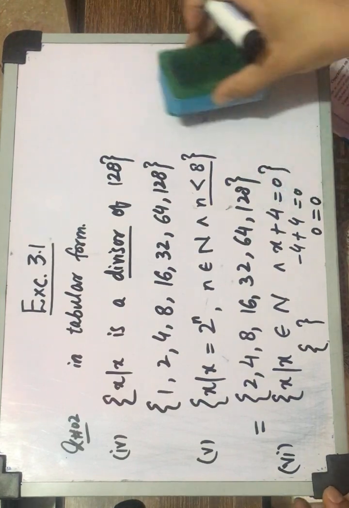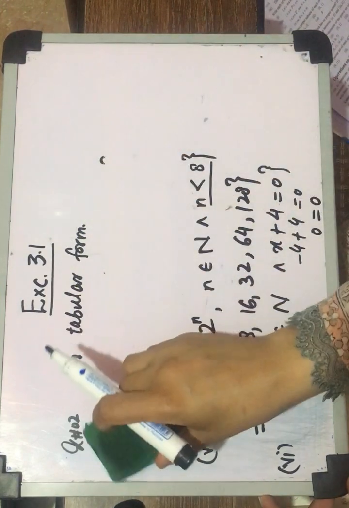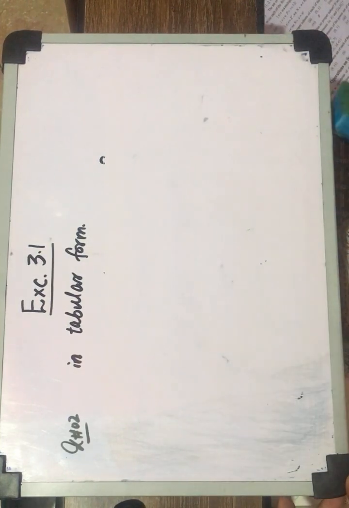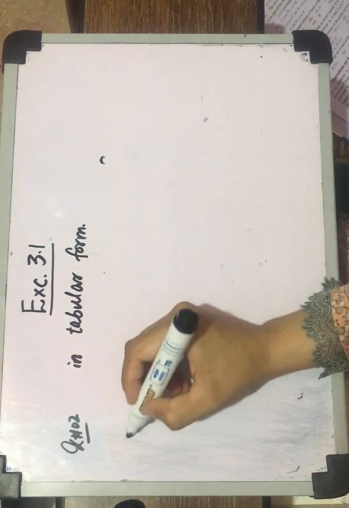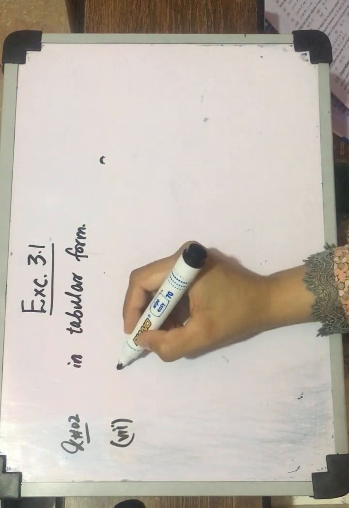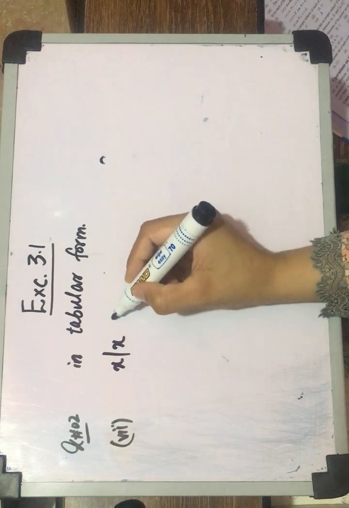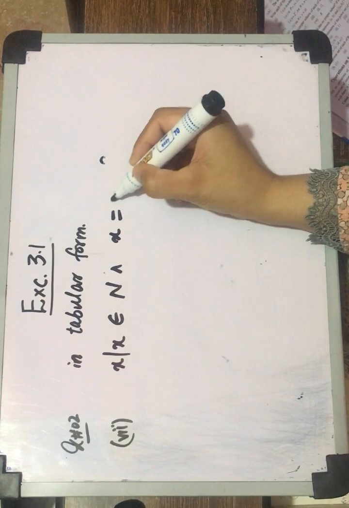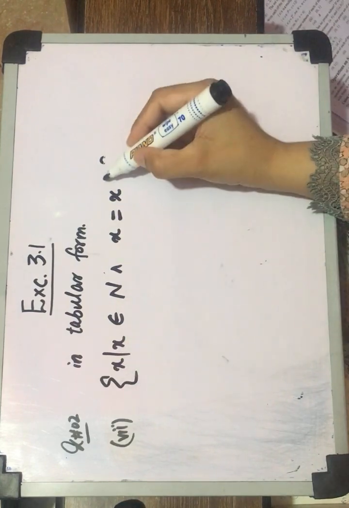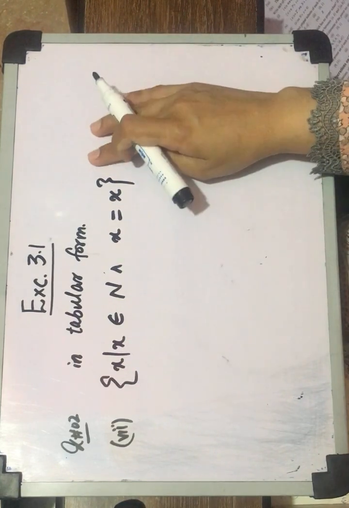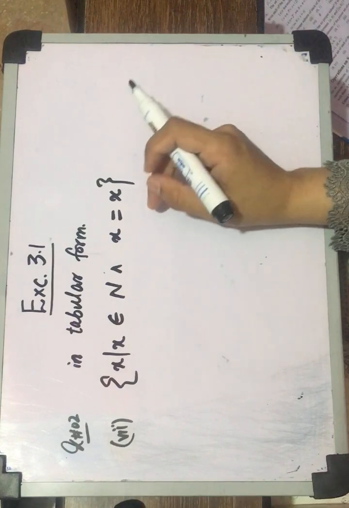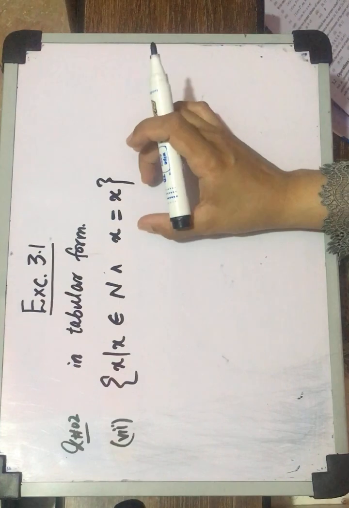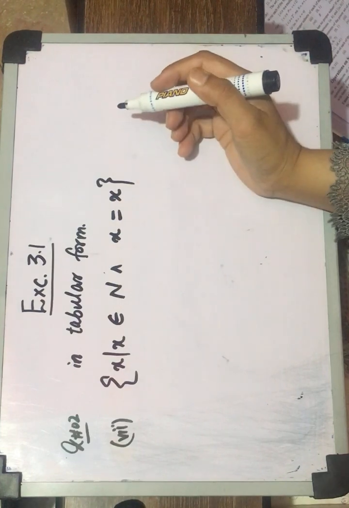Okay students, next we have part number 7. And what is 7? 7 is x such that x belongs to natural numbers and x is equal to x. It is very simple. We have to take natural numbers and put them one by one in this equation, and then this equation will be satisfied.